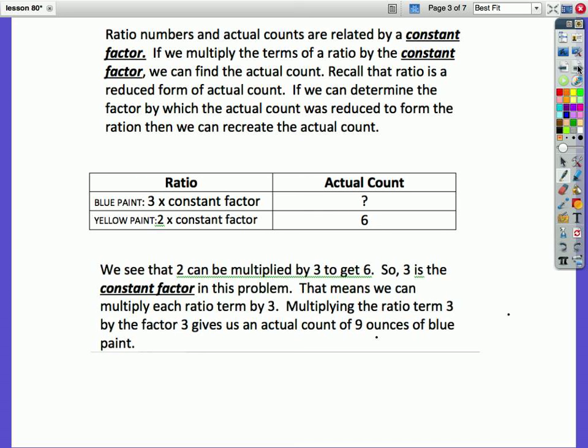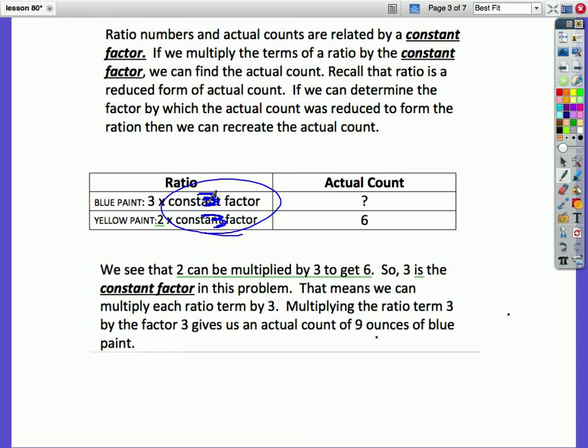So what I'm saying is that we're going to take 3 times the constant factor to get what? And we took 2 times the constant factor to get 6. This constant factor right here is the same for both of them. That's why it's constant. So we see that 2 can be multiplied by 3 to get 6. So 3 is going to be our constant factor. So we're saying that 3 is the constant factor here. So that means I need to put 3 as my constant factor up there.